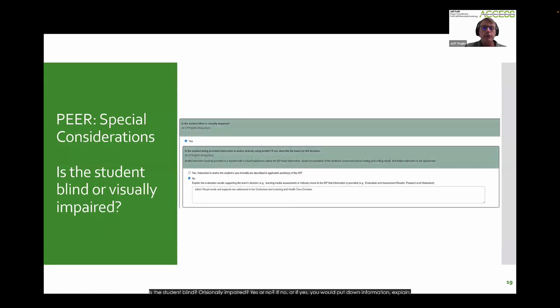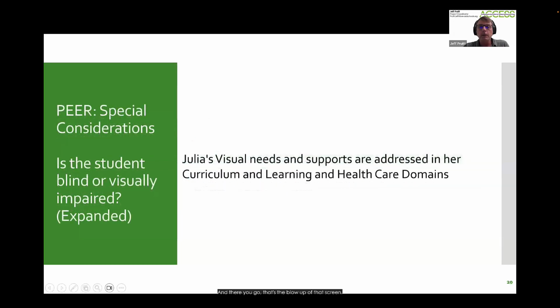Is the student blind or visually impaired? Yes or no? If yes, you would put down information, explain. So this is incorrect. This should be a yes button and not a no button. And Julia's visual needs or supports are addressed in curriculum learning and healthcare domains. We're not doctors, we're not ophthalmologists. You let them do their spiel, document that in the healthcare domain, then you can put this on here. And there you go. That's the blow up of that screen.